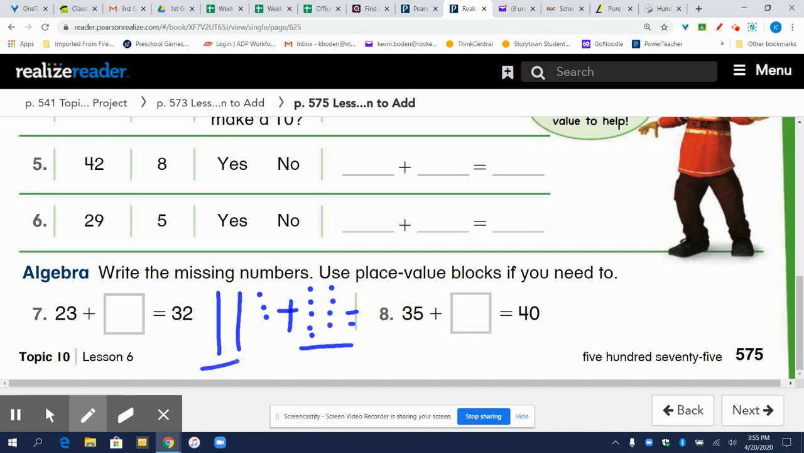So we have 23 over here, plus how many did we just draw? How many place value blocks did we draw? How many 1s did we draw over there? You should have said 9. There are 9 place value blocks, the ones that we drew to make 32 in all. So our equation should read 23 plus 9 equals 32. You try number 8 all by yourself, and I'll see you on our last page.